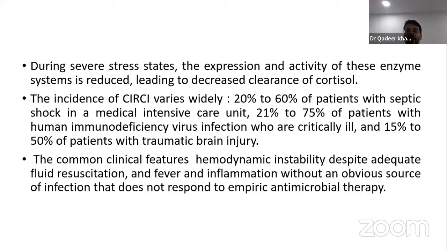During severe stress, the expression and activity of these enzymes are reduced, leading to decreased clearance of cortisol. The incidence of CIRCI varies from 20 to 60% in patients with septic shock, 21 to 75% in critically ill patients with HIV infections, and 15 to 50% in patients with traumatic brain injury.